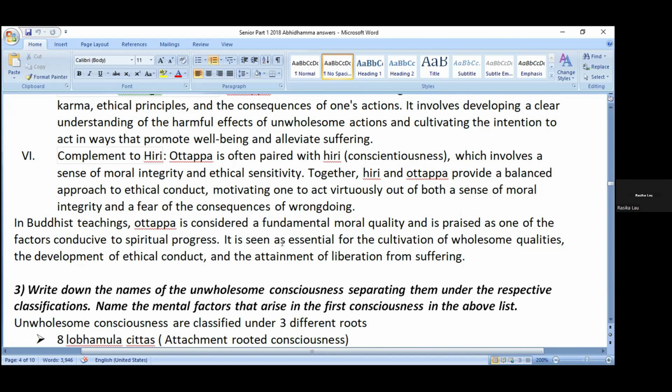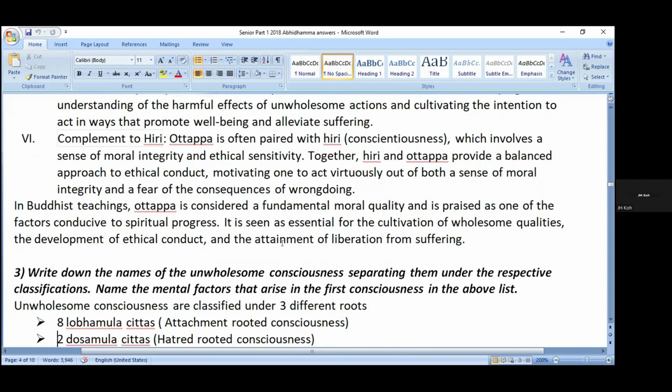Now, Brother Ko, for you. Write the names of the unwholesome consciousness, separating them under the respective classification. Yes. So under the unwholesome consciousness, there are 3 categories of groups, namely the Lobha group, the Dosa group, and the Moha group.